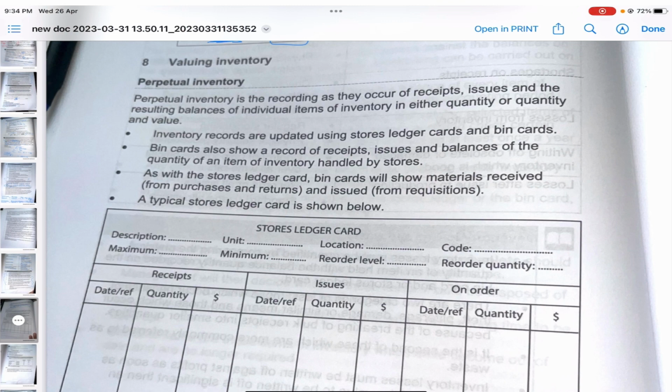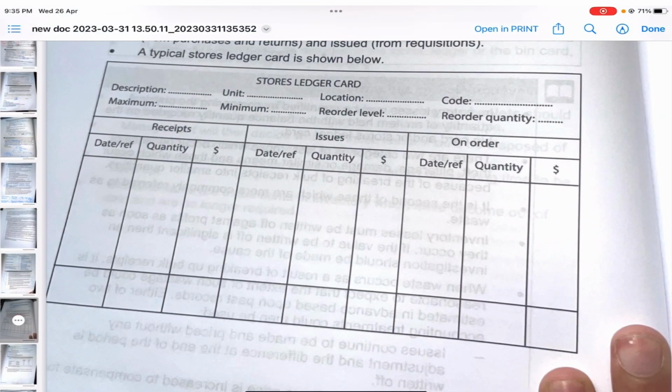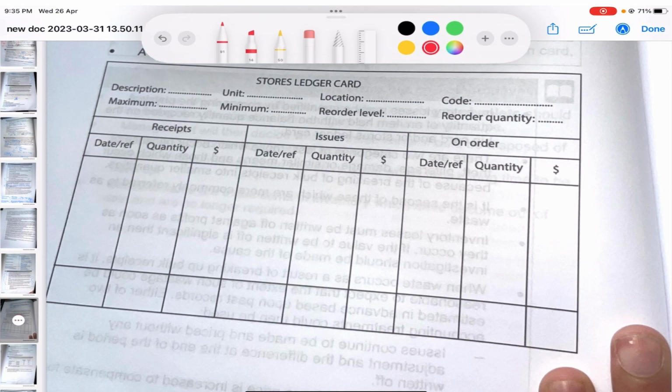Inventory records are updated using store ledger cards and bin cards. Bin cards also show a record of receipts, issues and the balances of items which are handled by stores. As with the store's ledger card, a bin card will show materials received and issued. A typical store ledger card will look something like this. So this is how a store ledger card looks like. The receipts are written over here, the issues are made over here, and on order.